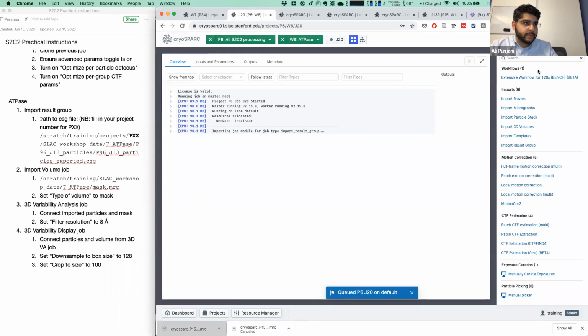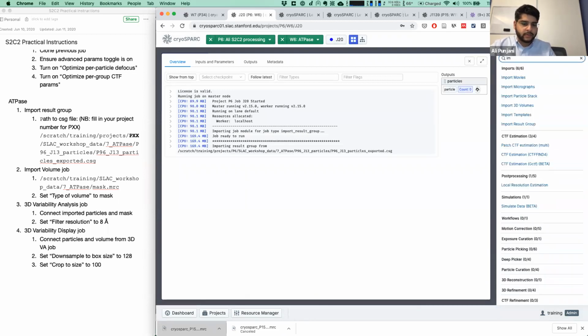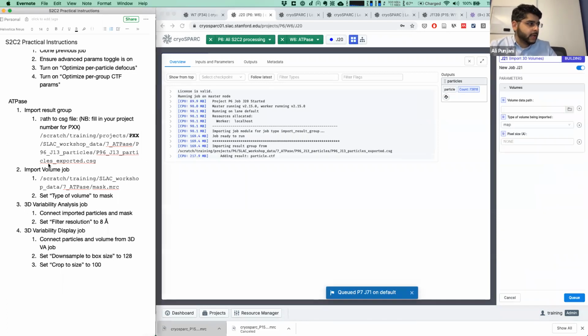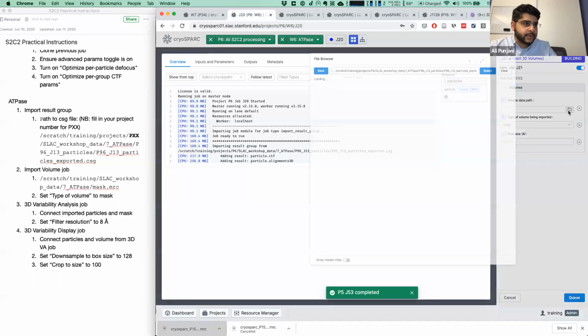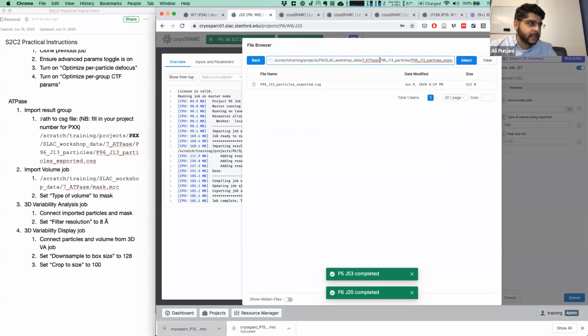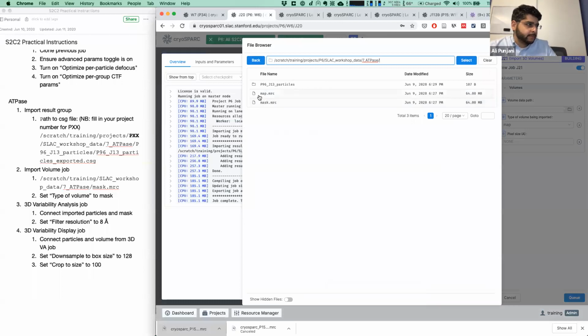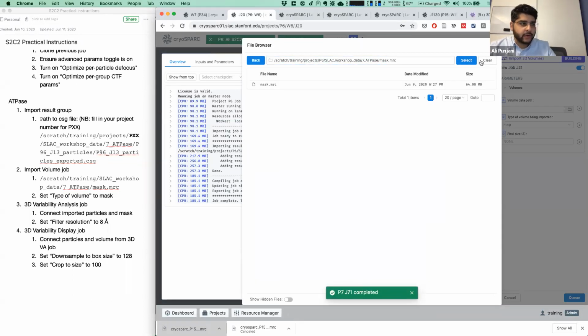And at the same time, create another job, this time an import volumes job, 3D volumes. And with that job, choose the volume data path, again, inside of that same 7_ATPase folder. It's called mask.mrc. And that's a volume that contains a mask that we're going to be using during 3D variability analysis.